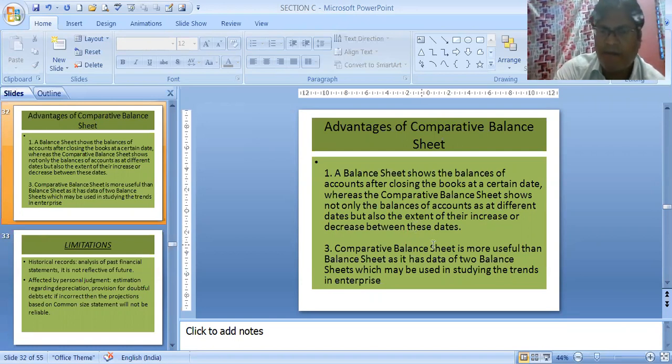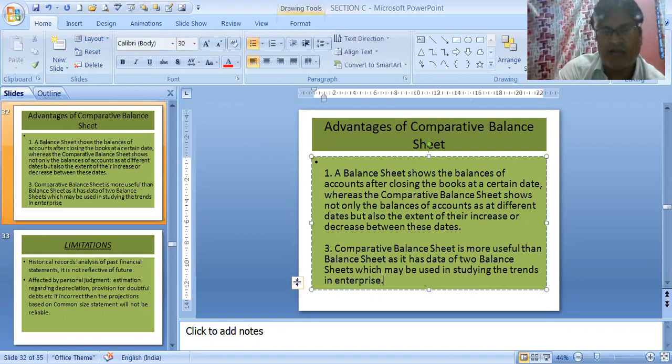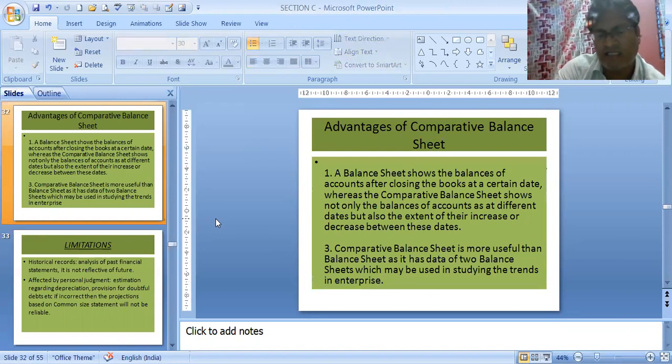Second, with the comparative balance sheet, it becomes more useful than a simple balance sheet, as we have the data of two balance sheets which may be used in studying the trends in the enterprise. We can understand the trends of the enterprise because two balance sheets of two different years are taken. So in which direction our current assets and current liabilities are going, all these things we will be able to understand from here.